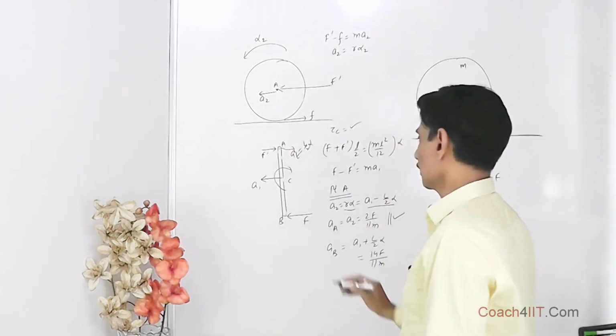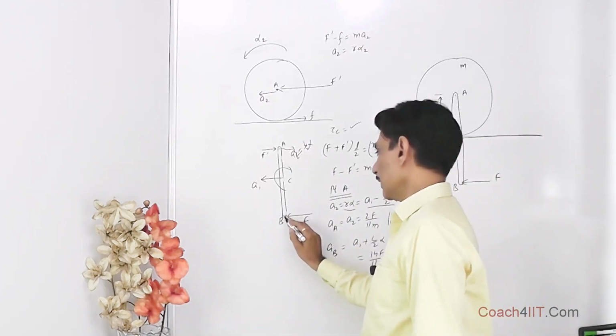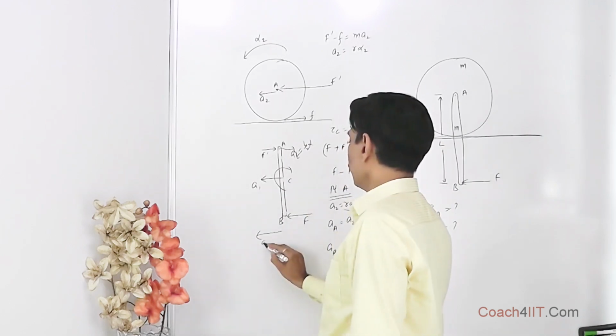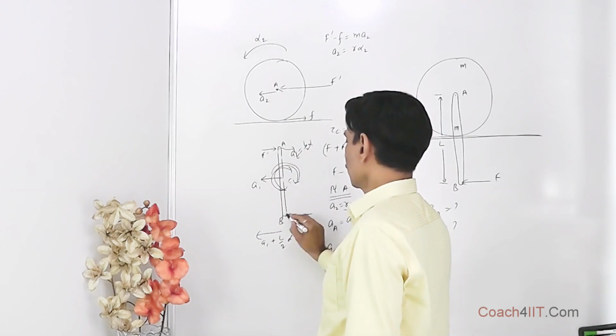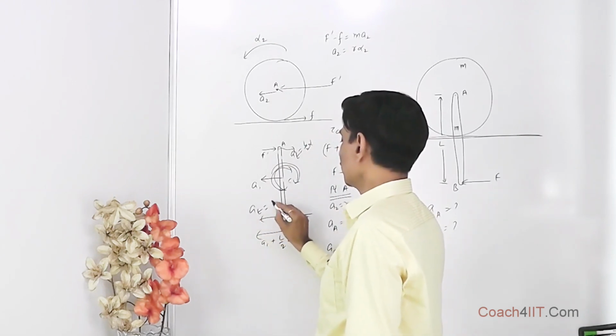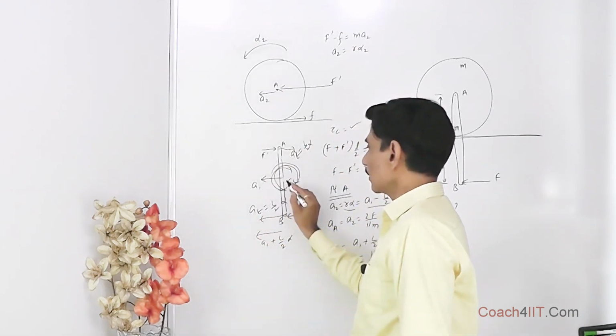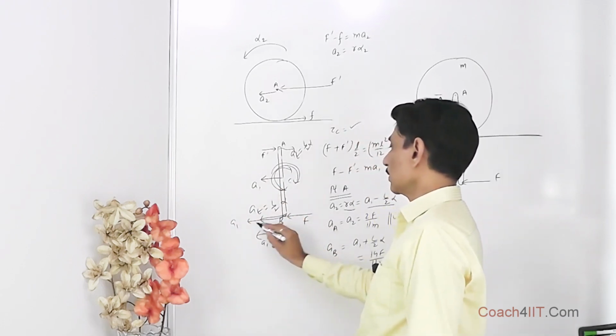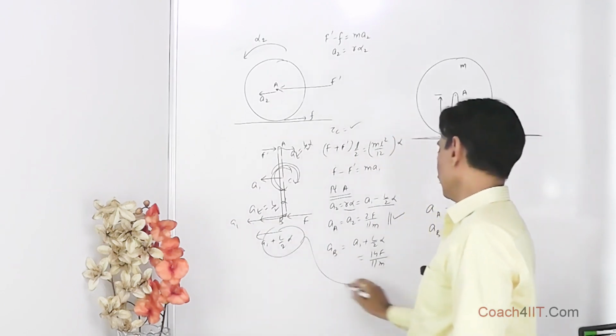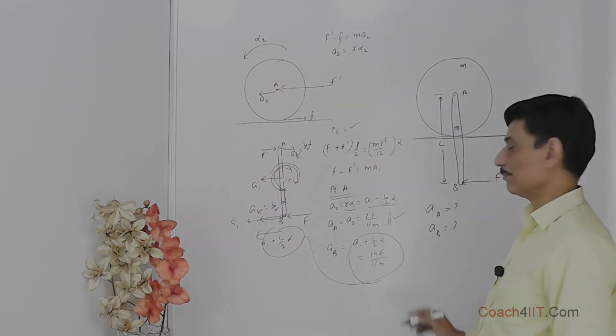And what will be the acceleration of point B? The acceleration of this will be A1 plus L by 2 alpha, because alpha is in this direction, so A tangential will be in this direction, L by 2 alpha, and A1 is already in this direction. So the net acceleration of this is A1 plus L by 2 alpha. When we put in the values, we get 14F by 11m.